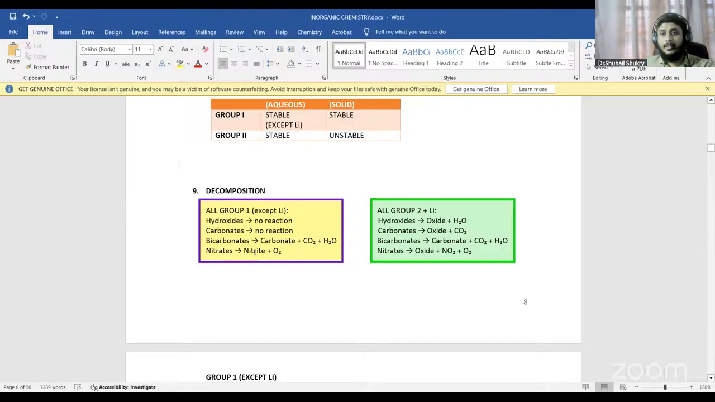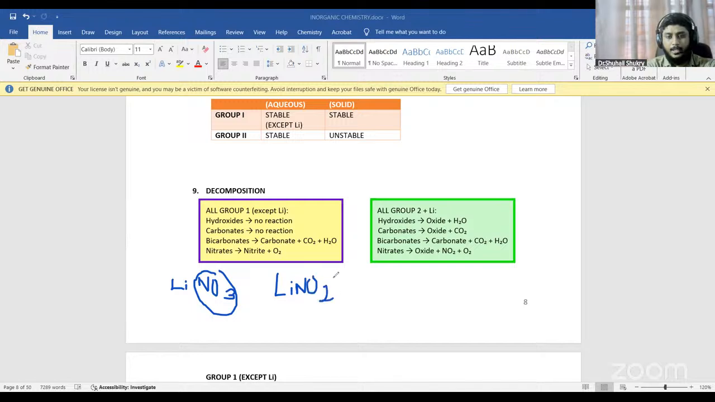If you heat the nitrates, nitrate means NO3. I'll write an example for nitrate. We'll think lithium nitrate. When you take lithium nitrate and heat it, it will give you lithium nitrite and O2. Lithium nitrite means LiNO2, nitrite, NO2 only.